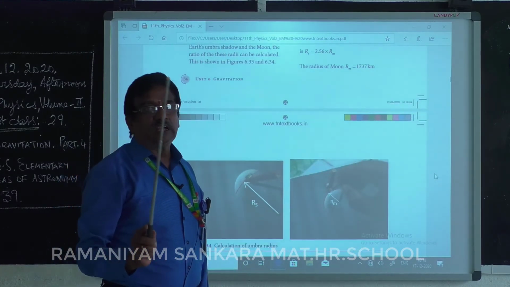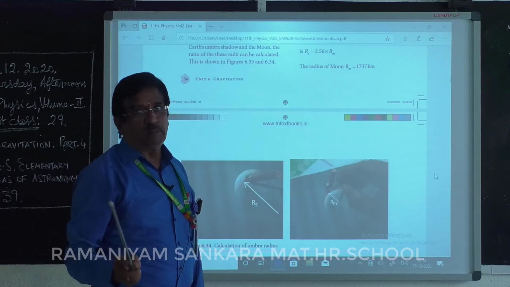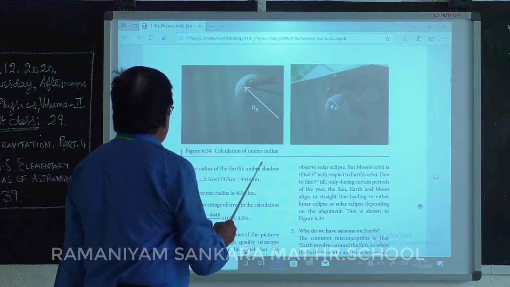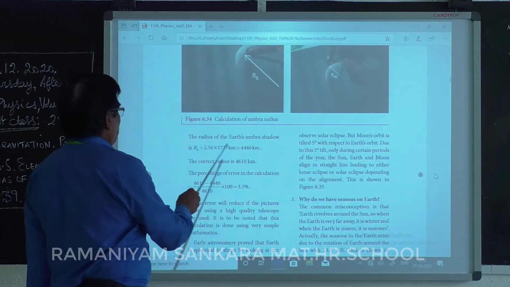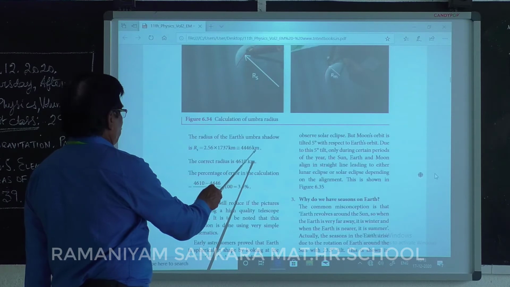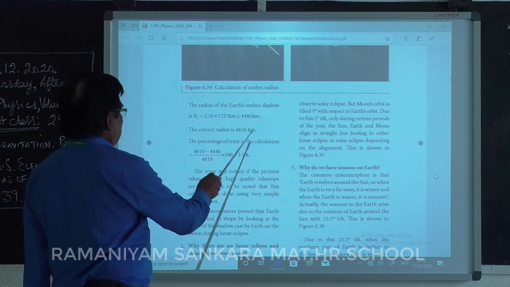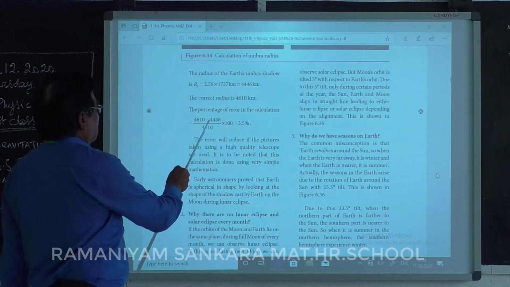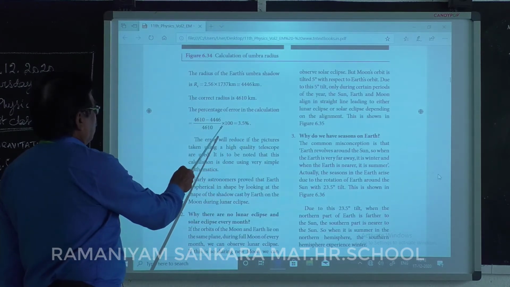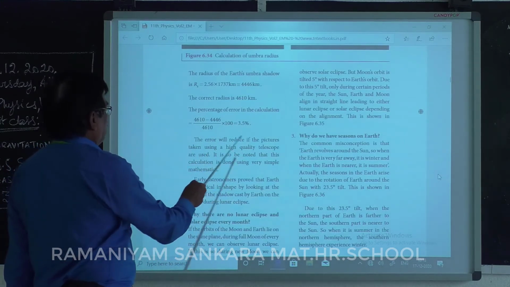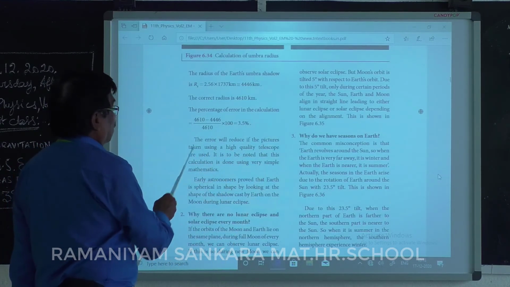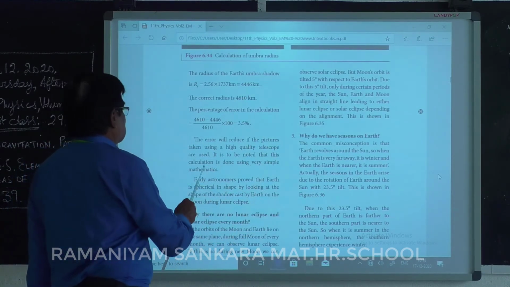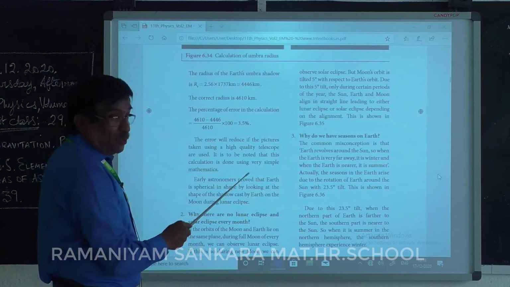Remember, the earth's radius is approximately 6,400 kilometer. This is nearly 1,700 kilometer. The radius of the earth's umbra, when you multiply, you get 4,446 kilometer. The correct radius is 4,610 kilometer. But you have to calculate the percentage of error: original minus the calculated, divide by original, into 100, equal to 3.5%. The error will reduce if the picture is taken using a high quality telescope. So, if the telescope is high quality, we can make it better. It is to be noted that this calculation is done using very simple mathematics.